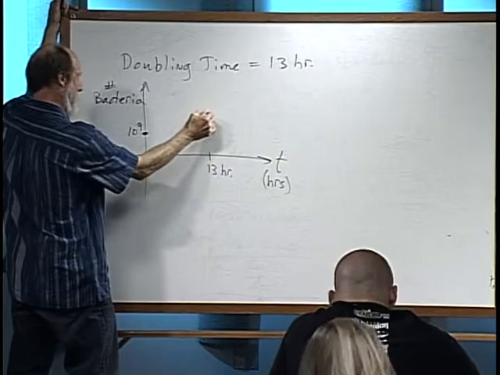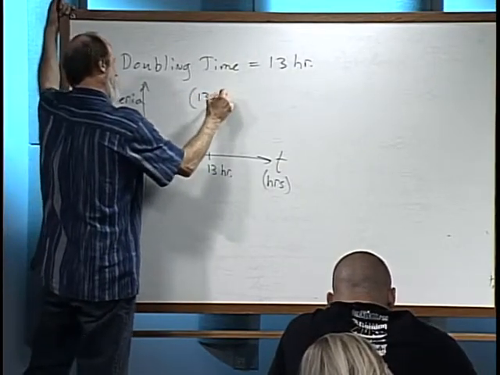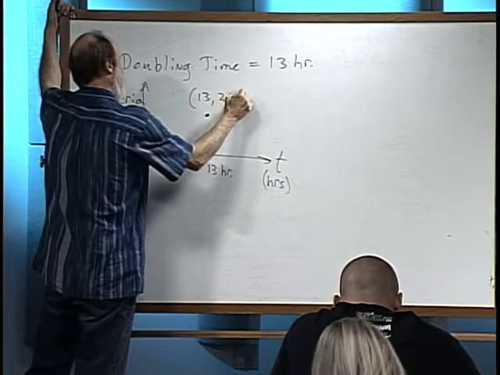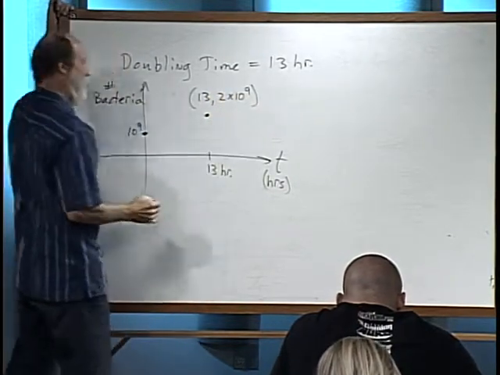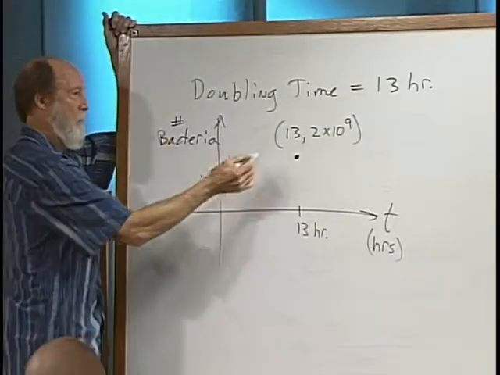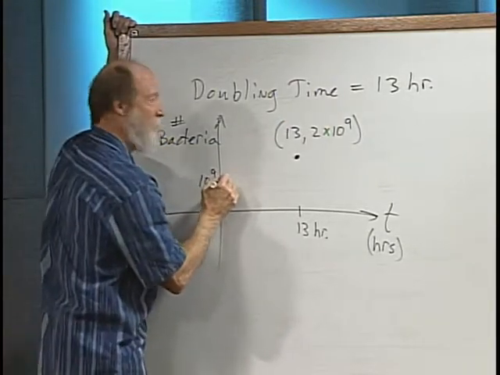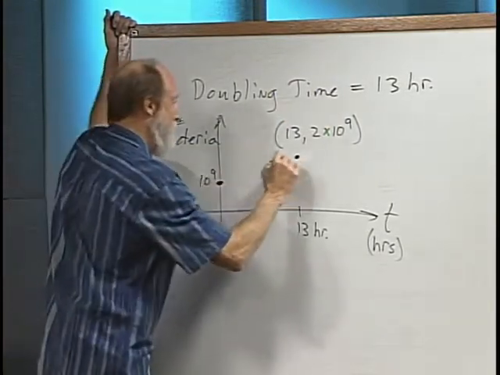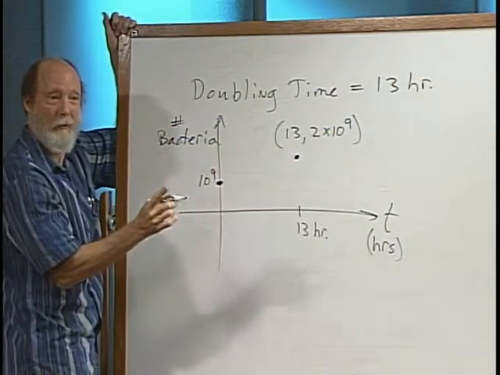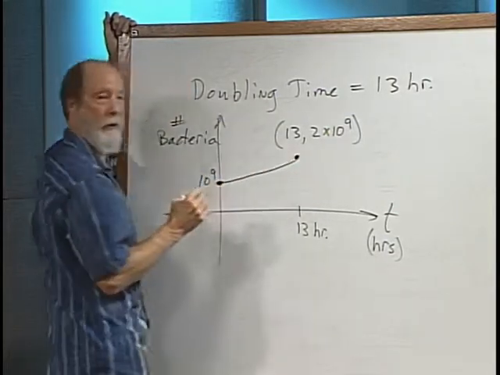That's roughly double, right? So that point right there is 13 comma 2 times 10 to the 9th. Okay? We start out with 10 to the 9th, and it's doubled in 13 hours. So now, what's the shape of the graph? Is it a straight line? Not for exponential growth. It's a curve that gradually gets steeper and steeper and steeper.